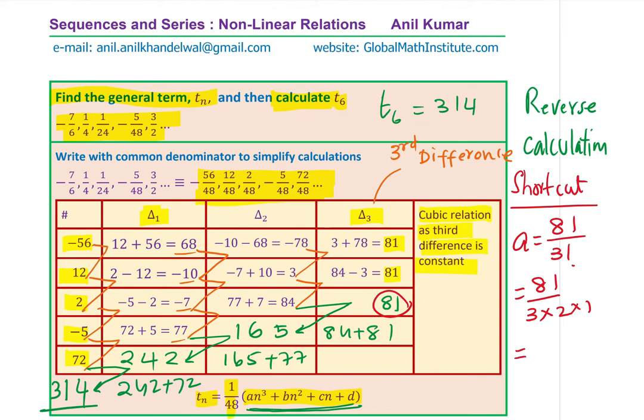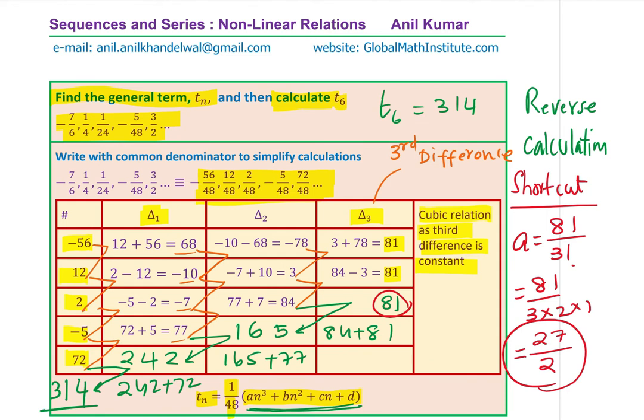So in this particular case, since it is an odd number, you cannot divide by 2, but in any case, you can divide by 3. So you can say 81 by 6, or you can say dividing by 3 times 2 is 6, 21 is 7, so you say 27 over 2. So this value of a is expected to be 27 over 2 from this shortcut method, right?